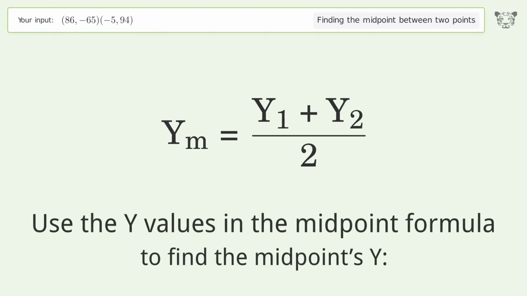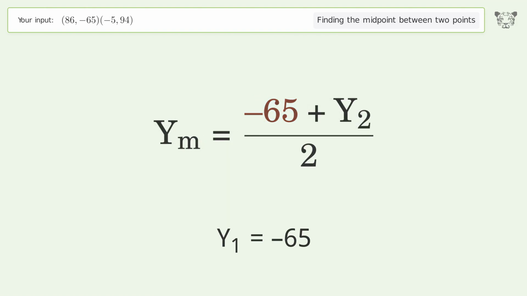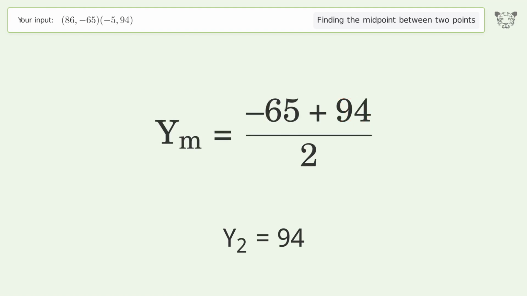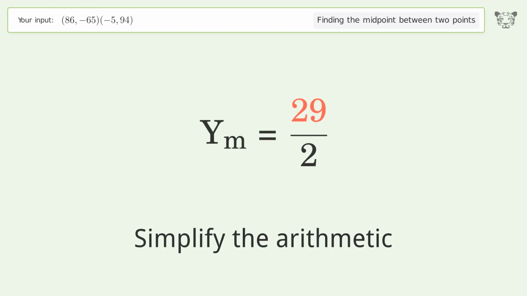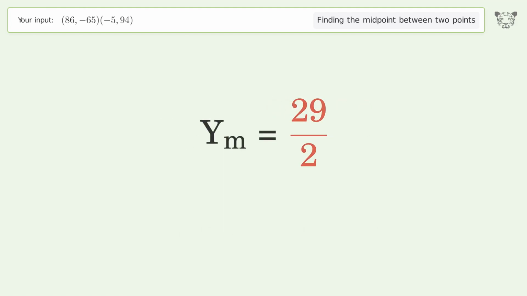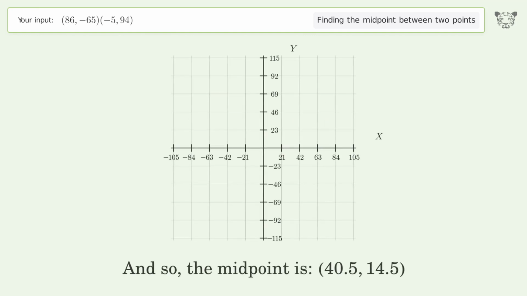Use the y values in the midpoint formula to find the midpoint's y. y1 equals negative 65. y2 equals 94. Simplify the arithmetic. And so, the midpoint is 40.5, 14.5.